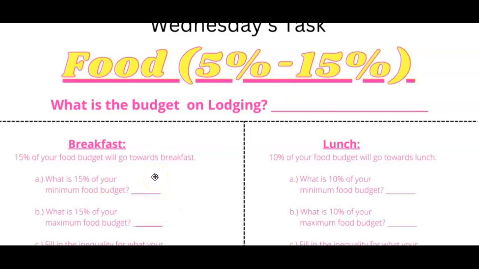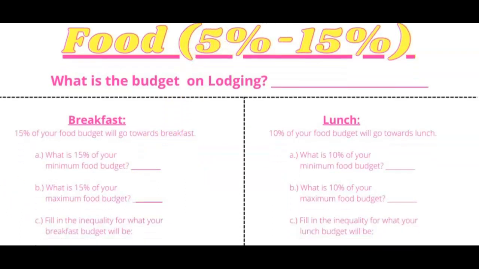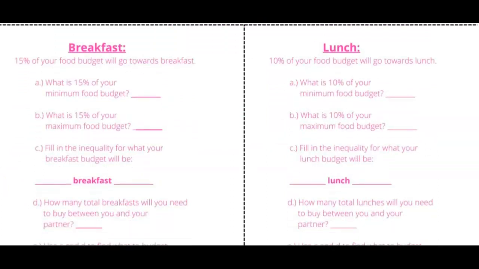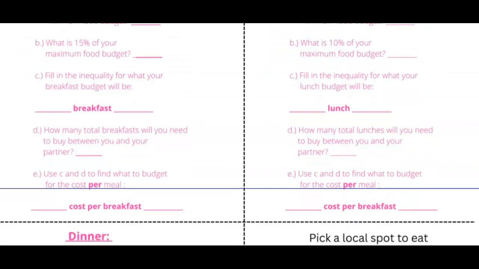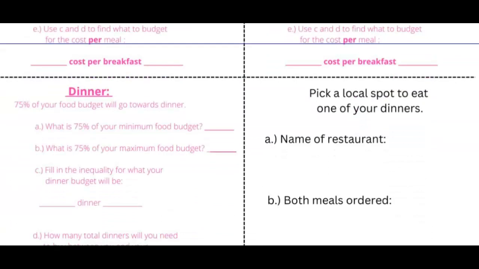Keep in mind, you do have to split that up over the number of breakfasts you're going to have for your trip. So if you have 4 breakfasts, your 15% is going to be split up over 4. And same thing with lunch, okay? Dinner.